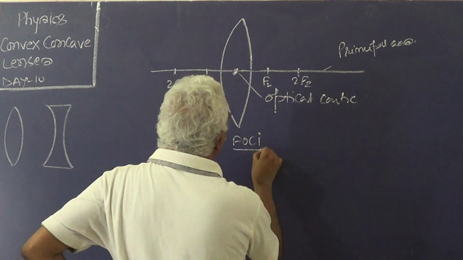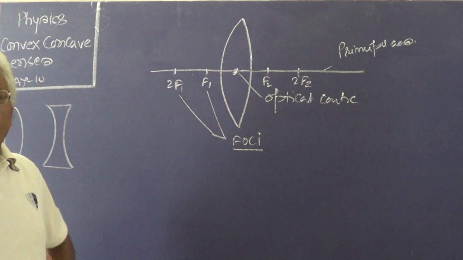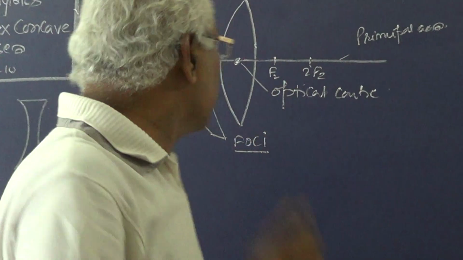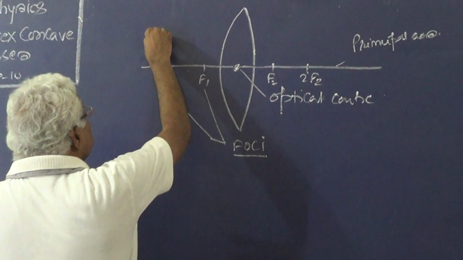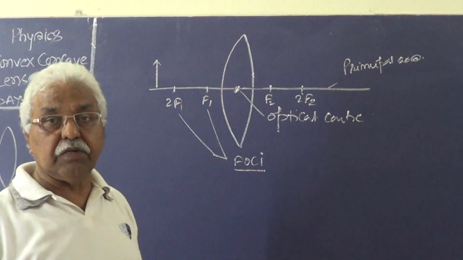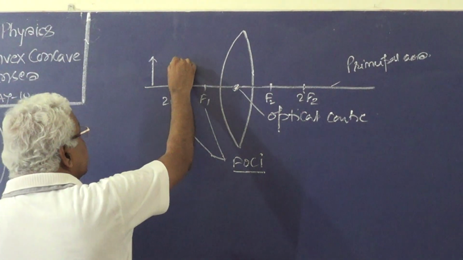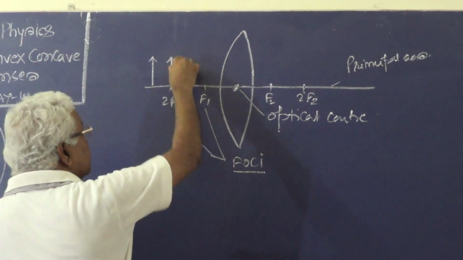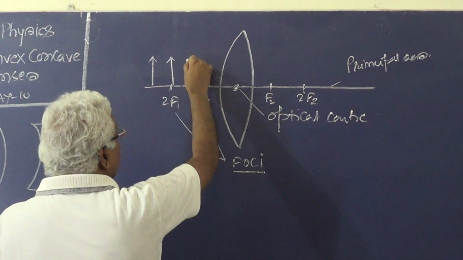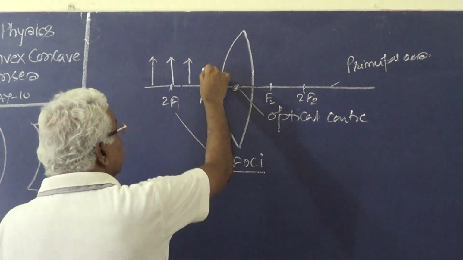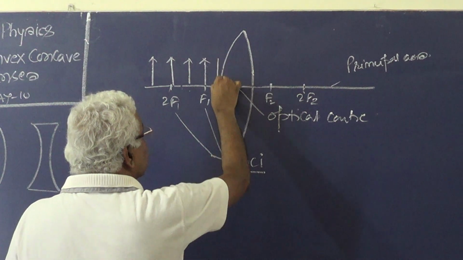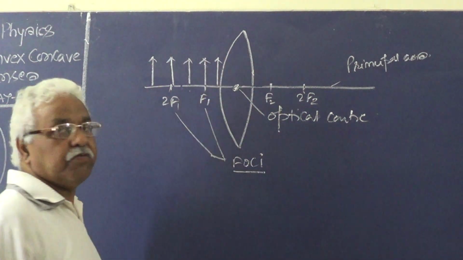So now, what are the possibilities of that image formation? Just think, your object may be here. Where will be the image? If the object is here, then where will the image be formed? If the position of the object is here, where will the image be formed? And if the object is here, then where will the image be formed?